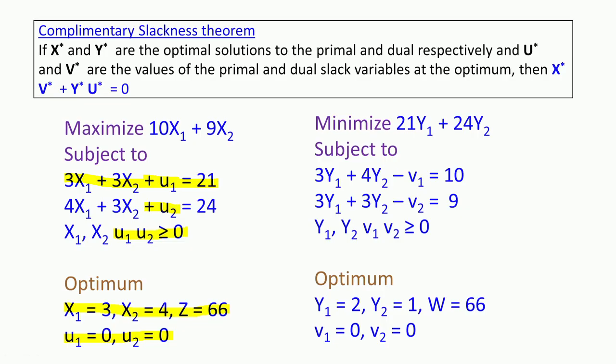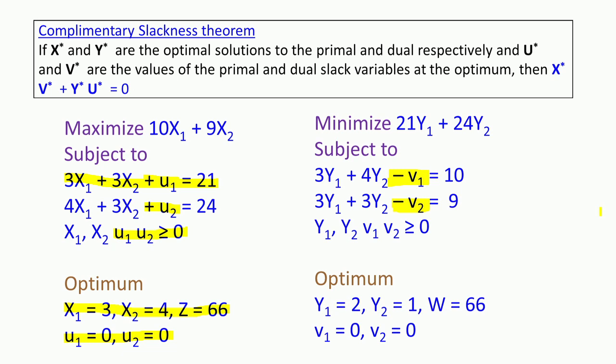Now, instead of writing x3 and x4 or y3 and y4, so 3 y1 plus 4 y2 minus y3 equal to 10, and 3 y1 plus 3 y2 minus y4 equal to 9, we write v1 and v2 as the slack variables. So, v1 is the slack variable associated with the first dual constraint and v2 is the slack variable associated with the second dual constraint.